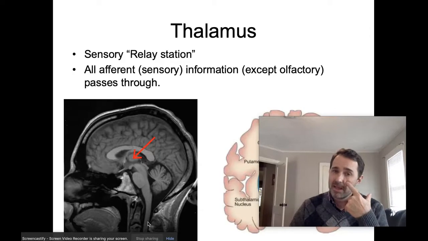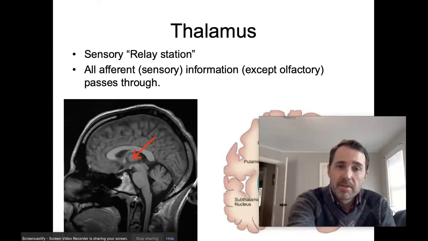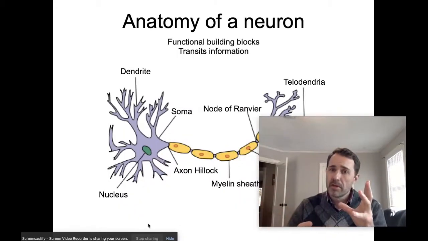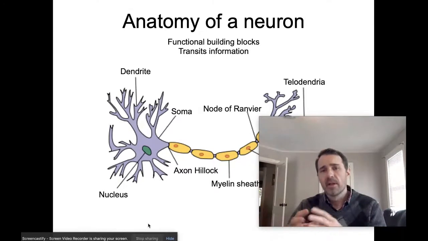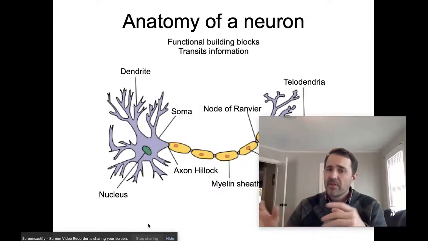Although your sense of smell does not pass through the thalamus. There are a lot of other types of cells that support the neuron, but we're just going to talk about the neuron. The neuron is the cells in the CNS and the PNS that transmit electrical signals.